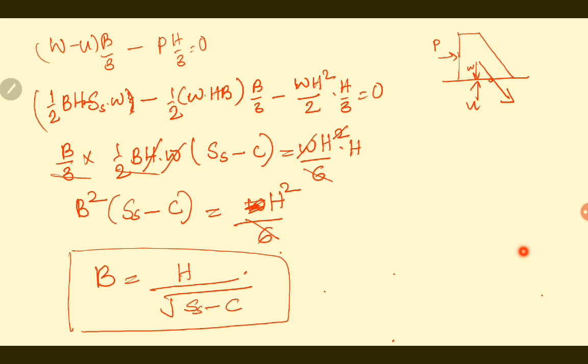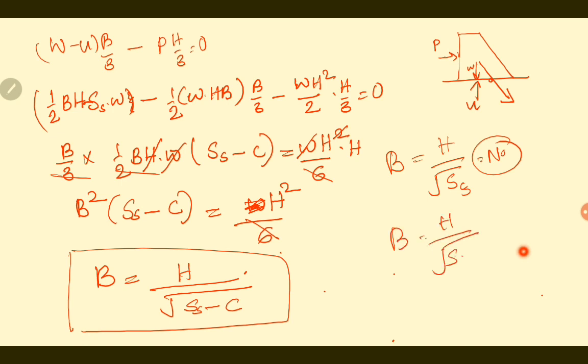Now let us consider the general case. As we have already said, C is equal to 1 if uplift is there. If C is equal to 0, there is no uplift. So B will be equal to h by root of S S in case of no uplift. Otherwise it will become B is equal to h by root of S S minus 1 in case C is equal to 1. This is the first condition for finding out the base width.